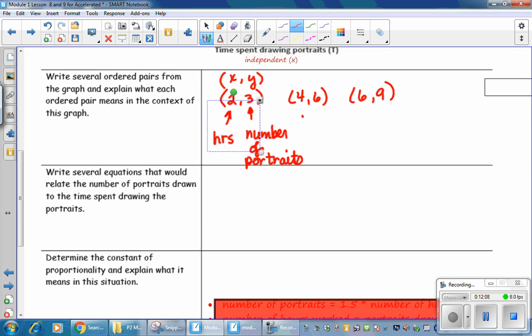Write several equations that would relate the number of portraits drawn to the time spent drawing the portraits. So remember, to write the equation, you have to first figure out what k is, and then you put it in the equation y equals kx. To determine what k is, you use y divided by x. So let's take our first ordered pair of 2 and 3. And remember that 3 is the y value over 2. And 3 divided by 2 is 1.5. So k equals 1.5. Let's use 1.5. Then we write it in the equation y equals 1.5x.